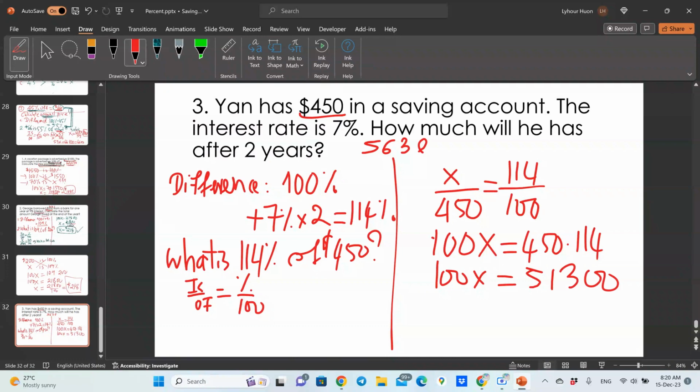I forgot to multiply. That's what I did wrong. Okay, now we multiply and get 51,300. Yes. So then this is not x, this is 100x. So to solve for x, we divide by 100. Yes, 100. And that is $513. Okay, this is quite reasonable.